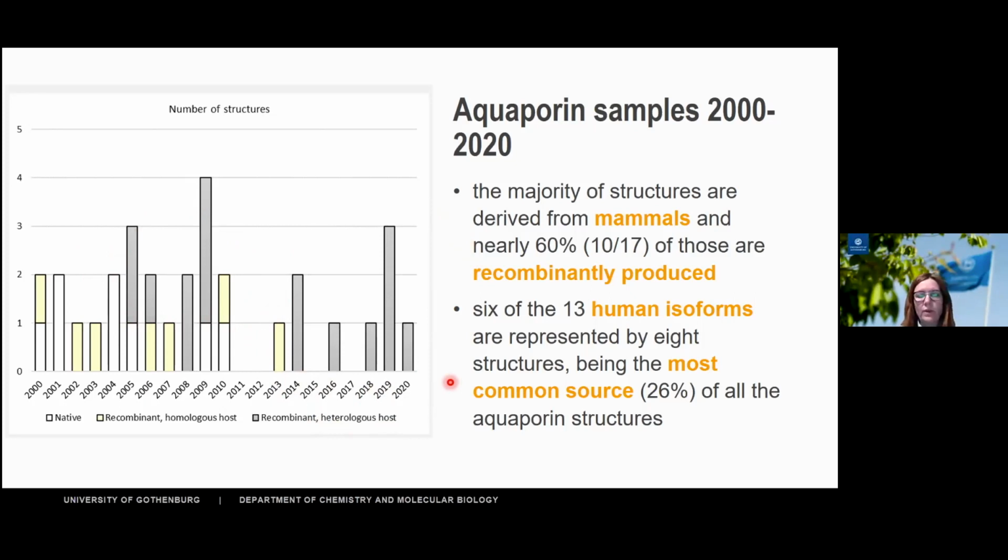And if we look into our figures, what do we learn? We can see that the majority of the structures are derived from mammals, and nearly 60% of those are recombinantly produced. If we then focus a bit on the human isoforms, which we very much do, since we have many links to diseases and a high interest in studying and understanding those. So of the 13 human isoforms, we have 6 represented by 8 structures. And in fact, the human isoforms are thereby the most common source of all aquaporin structures.